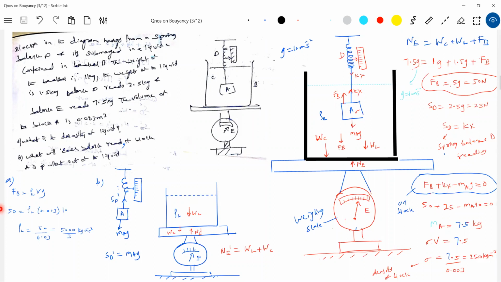I'll scroll down. Anybody? Density of liquid?